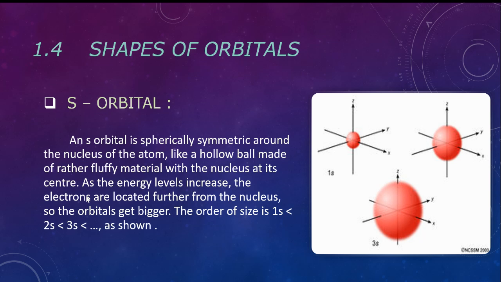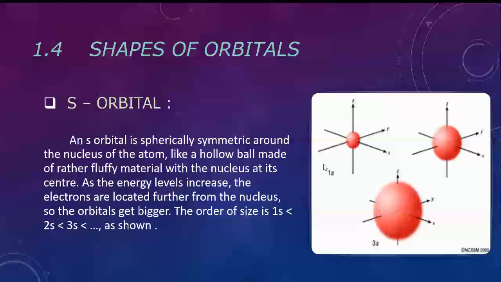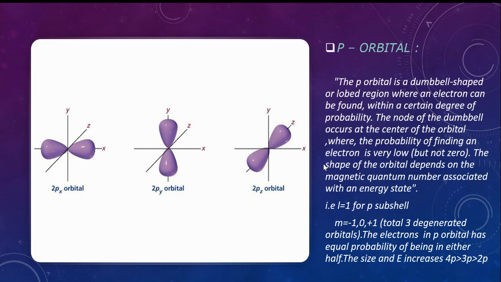As the energy level increases, the electrons are located farther from the nucleus, so the orbitals get bigger. So the order in size is like this: 3s is the bigger one and 1s is the smaller one. Not only the size, but also the energy goes on increasing as we move away from the nucleus. That means the energy of the 3s and also the size of the 3s is more than that of the 1s. Now we'll move to the second orbital, that is the p orbital.